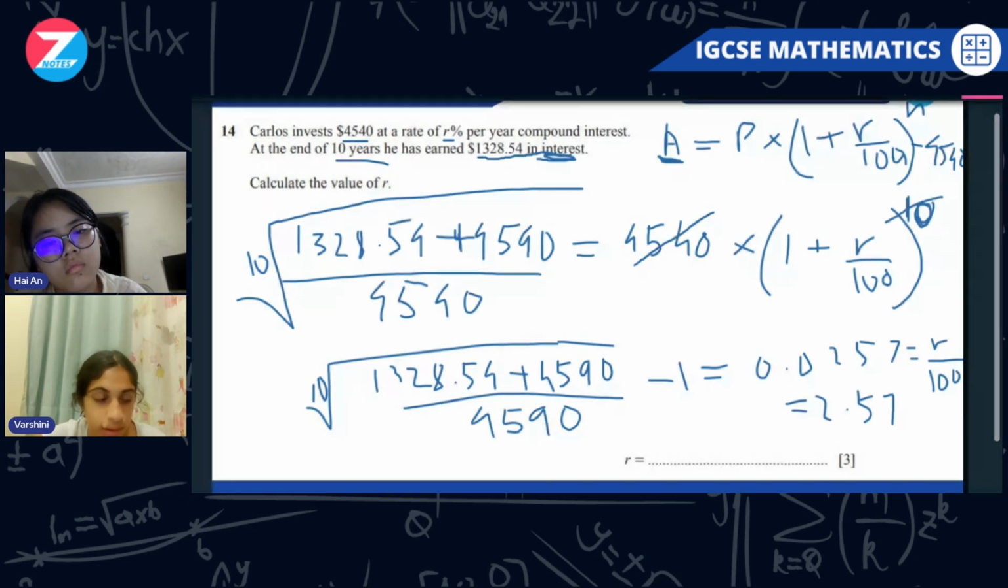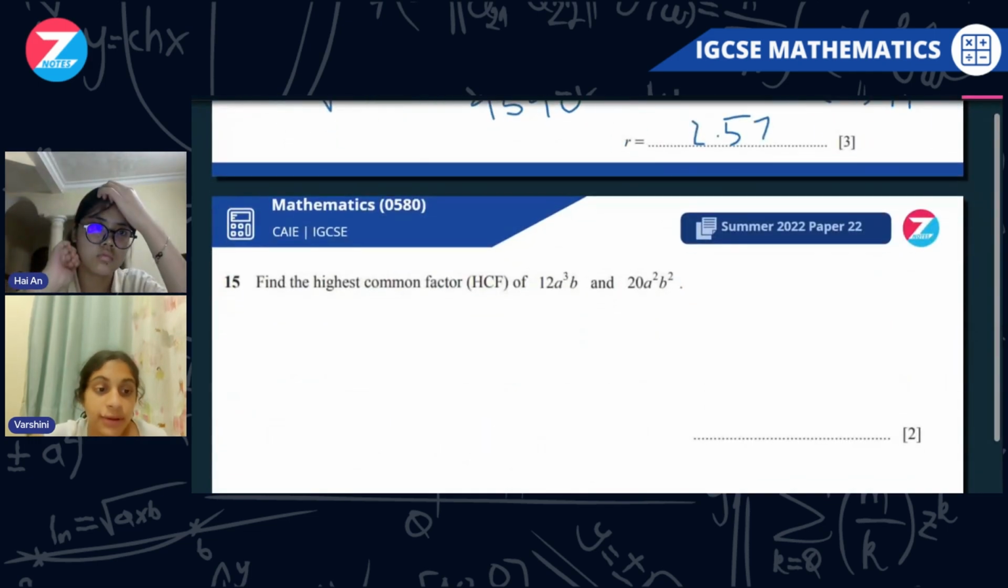Okay, so to write this in three decimal places, it's 2.574, but we're just going to write this in two decimal places, which is going to be 2.57. Okay, for the next question.